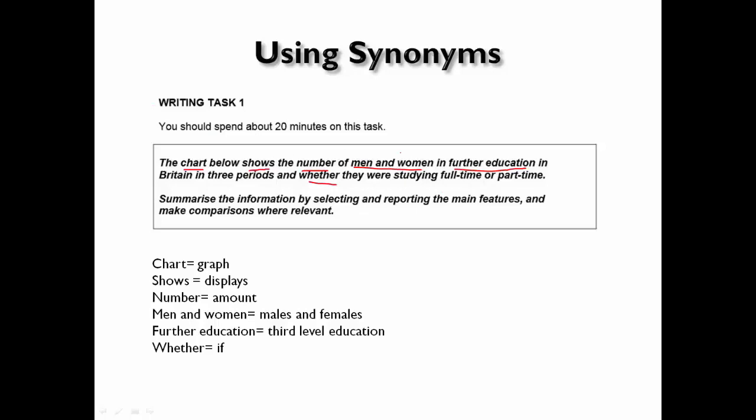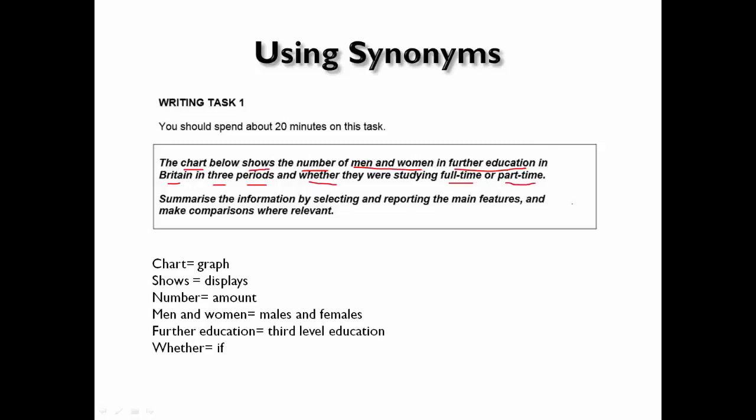And you'll also notice that there are large sections of the question that I haven't been able to use synonyms for, and that's fine. Some parts, like Britain, I can't think of a synonym for Britain. I can't think of a synonym for three. I can't think of a synonym for periods. I can't think of a synonym for full-time. That's fine. You won't be able to think of synonyms for every single word. If you do and you try, you will make lots of mistakes. So only change the words that you know are direct synonyms and you're sure that the meaning is the same and they're easy to do. Don't spend 5 minutes trying to think of a synonym for part-time, for example. That's just a waste of time.